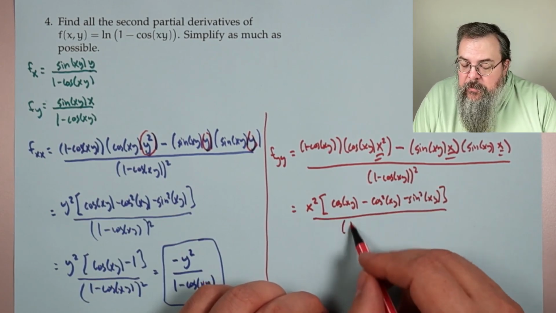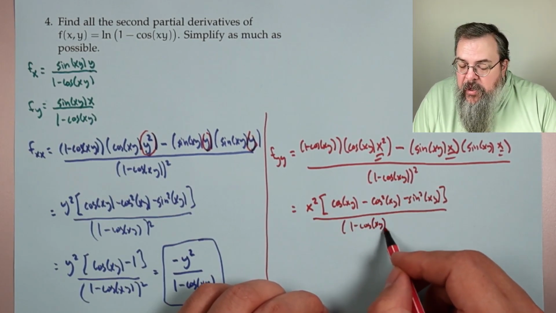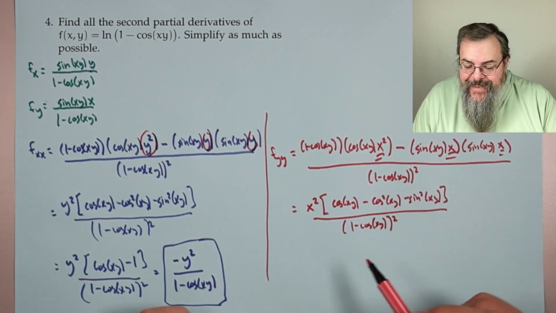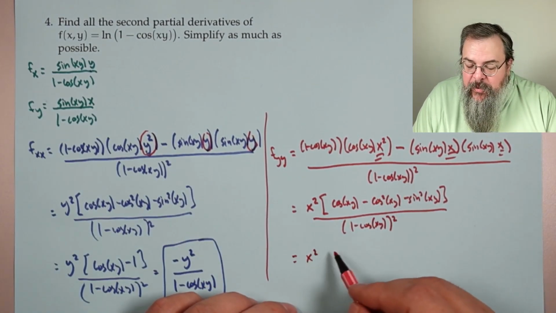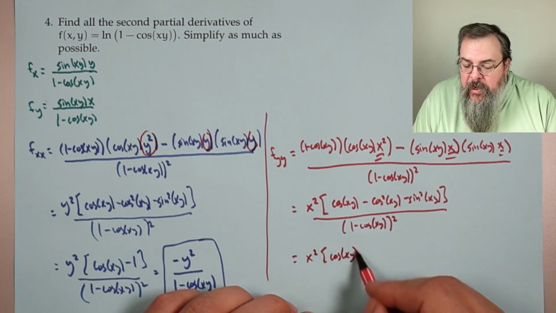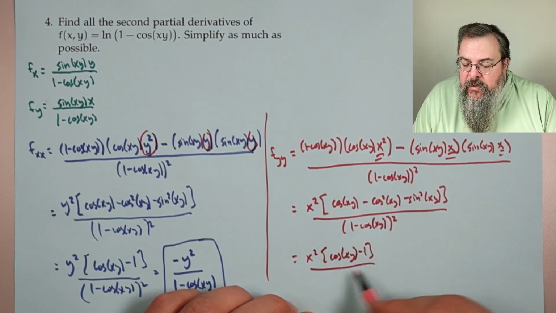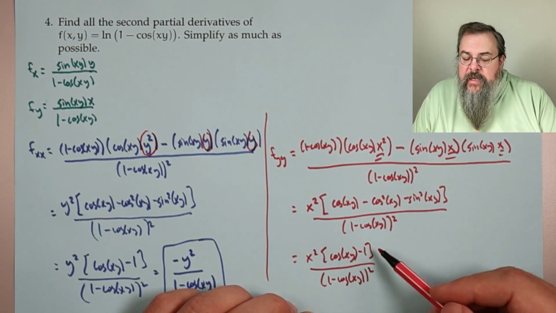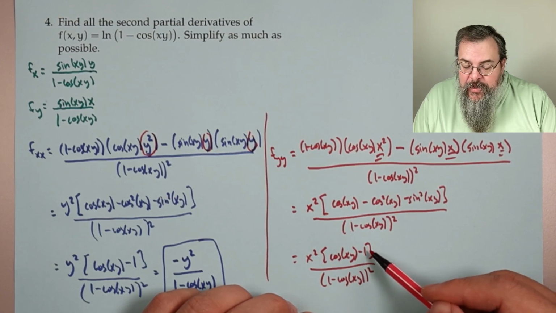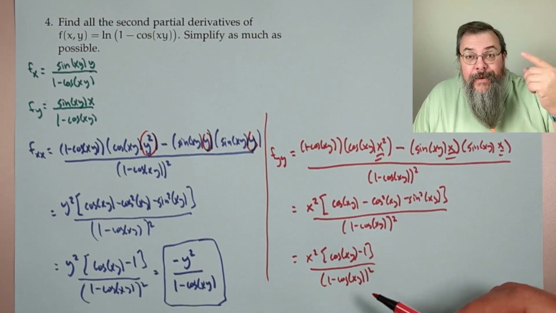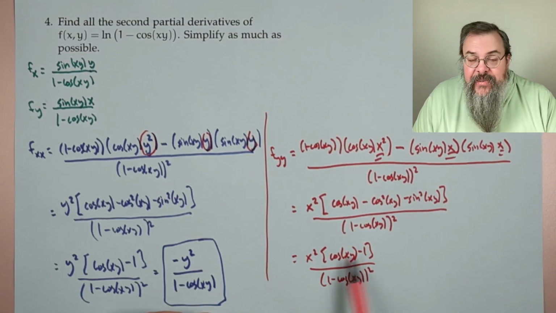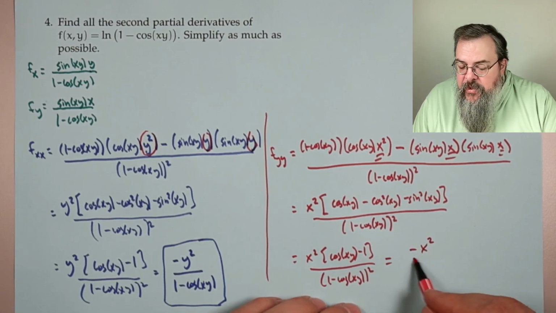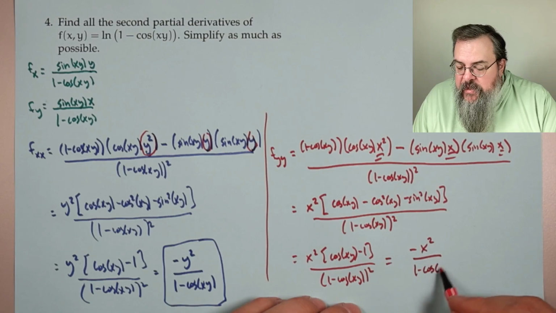All over 1 minus cosine xy squared. But cosine squared plus sine squared is 1. So this becomes x squared cosine of xy minus 1, over 1 minus cosine xy squared. So I can cancel one upstairs with one downstairs, but it adds a minus sign because the signs are off. That leaves us with minus x squared over 1 minus cosine xy.